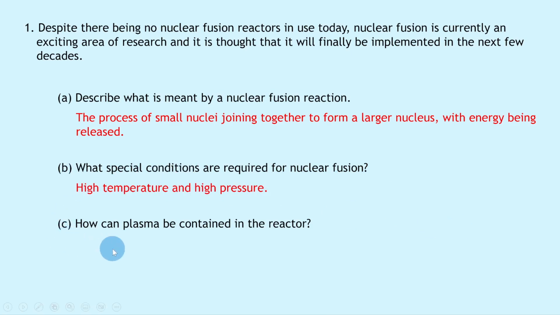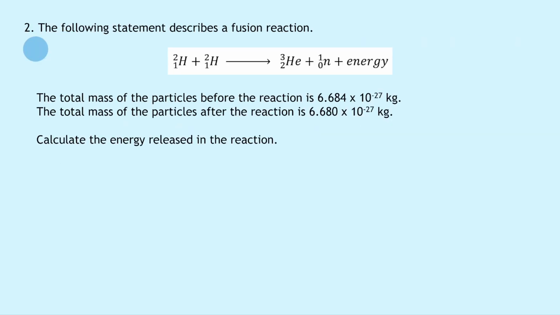And lastly, part C says, how can plasma be contained in the reactor? Well, remember this is by using strong magnetic fields, powerful magnets, and that's to keep the plasma where it is, i.e. contain it, and stop it from touching any parts of the reactor, as if it does, the plasma is going to cool down and the reaction will stop, and also it will melt any parts of the reactor as well.